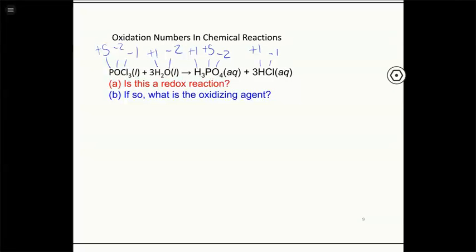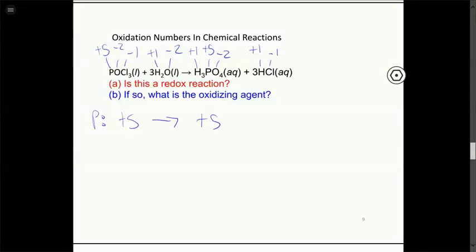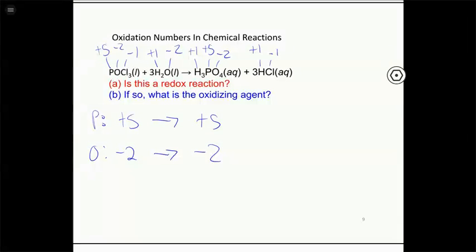Now, if we look at the oxidation numbers for everything that's involved here, we look at each element that's in this reaction. So phosphorus on the reactant side is +5, and it converts to a +5 on the product side. So phosphorus is not losing or gaining electrons. Oxygen on the reactant side is -2. We go to the product side, and it's also -2. Now there are two oxygens on the reactant side, but both of them are starting as -2, and all the oxygen on the product side is -2. So oxygen is not losing or gaining electrons. Its oxidation number is staying the same.